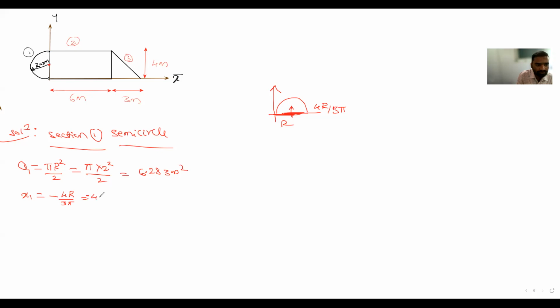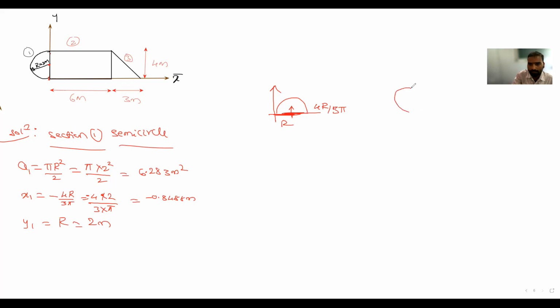So 4r divided by 3 pi. What is the r value? 2 meter. 4 into 2 divided by 3 into pi. So you will get the answer, which is minus 0.8488 meter. Then y1 is moving in the upward direction, that is the positive y direction, correct? So what is the total? It is in the y direction. From here to here it is 2r, correct? 2r divided by r, that will be r, which is equal to 2 meter. Is it understood, everyone?